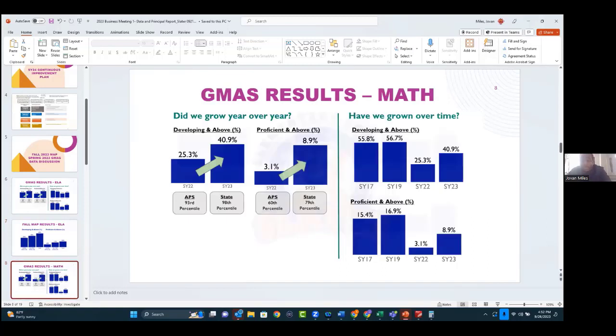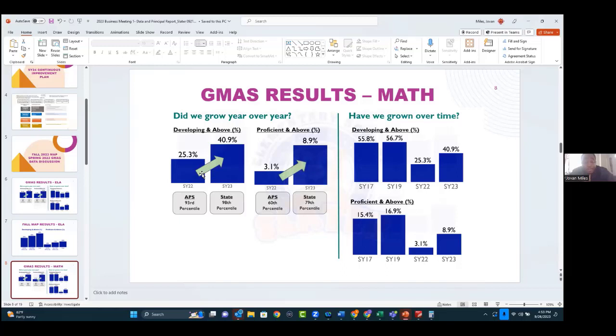Moving on to math. Math, when we talk about MAP and Milestones, is more of a direct comparison, apples to apples, because we're looking at the same sort of questions on the math assessment for MAP as we do on Milestones. So our MAP predictor for Milestones is usually correct within a few points. But answering the question, did we grow year over year in both the developing and above and proficient and above buckets? The answer is yes.